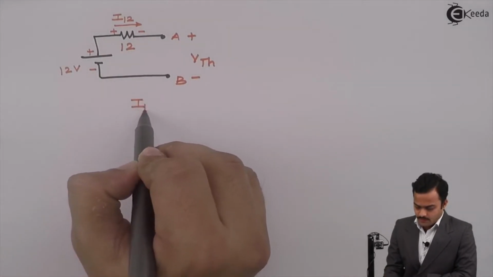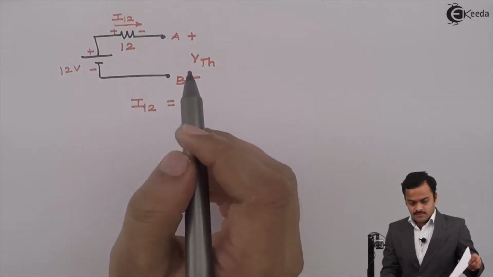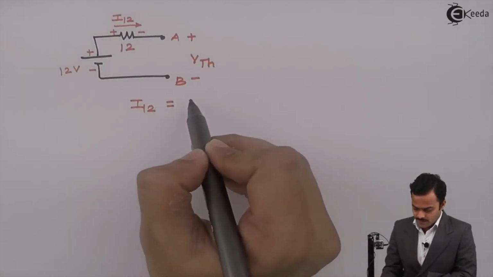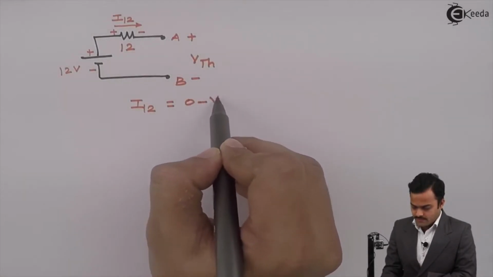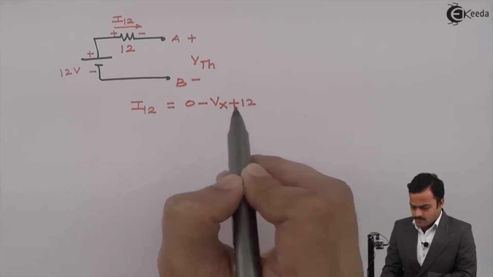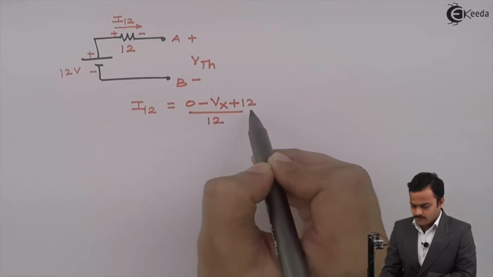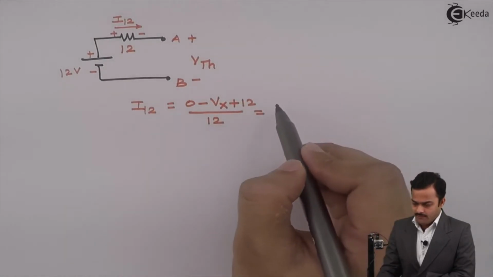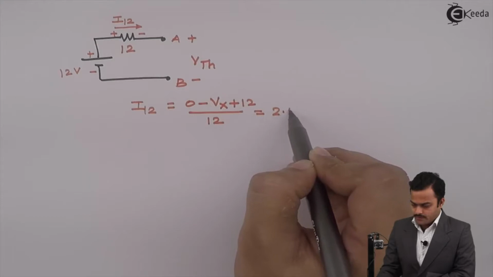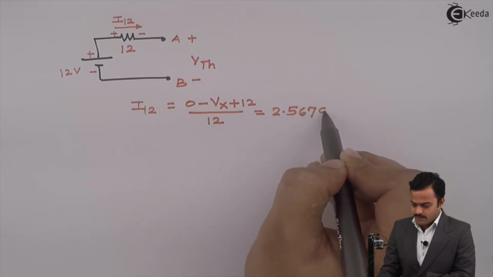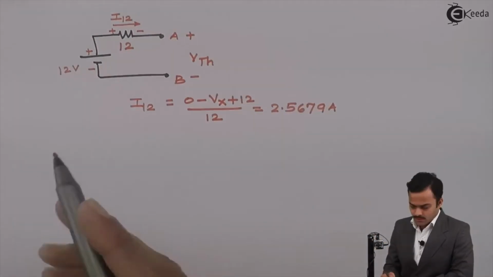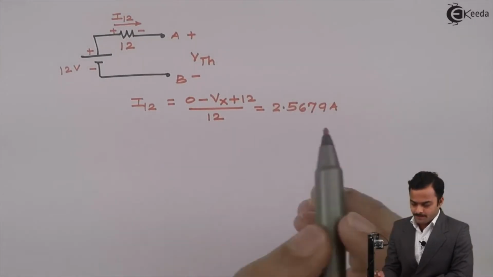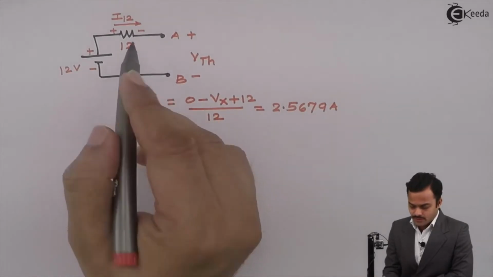So I12 equals, we have written an equation for this branch current which is 0 minus Vx plus 12, divided by 12. If I substitute the value of Vx, I will get current 2.5679 ampere. So I12 I will get 2.5679 ampere. Now let's apply KVL to this loop.